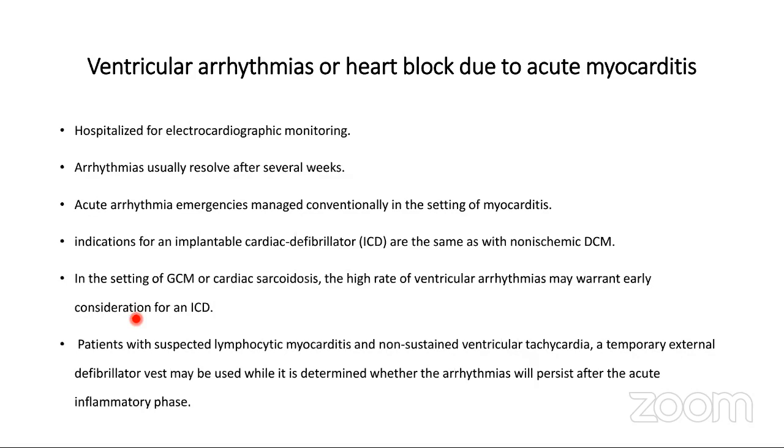In acute arrhythmia emergency, if you find VT, you will give DC shock, the same as conventional. And the indication for ICD is the same, apart from the threshold for intervention being higher in patients with cardiac sarcoidosis or giant cell myocarditis. In a patient with suspected lymphocytic myocarditis and non-sustained VT, during the period when you are not sure whether the inflammation has subsided or not, a vest may be tried.